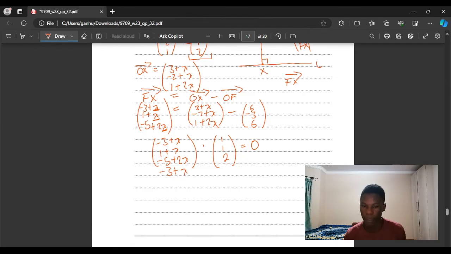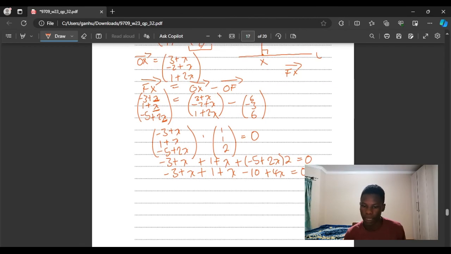So negative 3 plus lambda times 1 will remain the same, plus 1 plus lambda times 1, so that will remain the same, plus negative 5 plus 2 lambda times 2 is equal to 0. So that's negative 3 plus lambda plus 1 plus lambda. This is minus 10 plus 4 lambda is equal to 0. So minus 3 plus 1, that's minus 2, minus 10, minus 12. And then lambda plus 4 lambda, that's 6 lambda, is equal to 0. So you get 6 lambda is equal to 12. You get lambda is equal to 2.